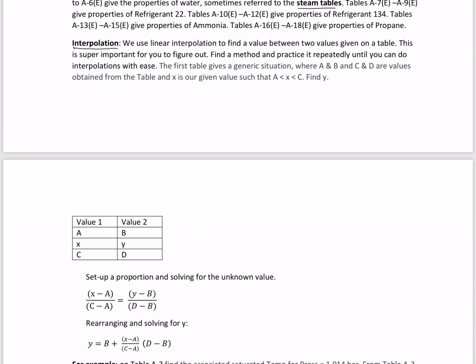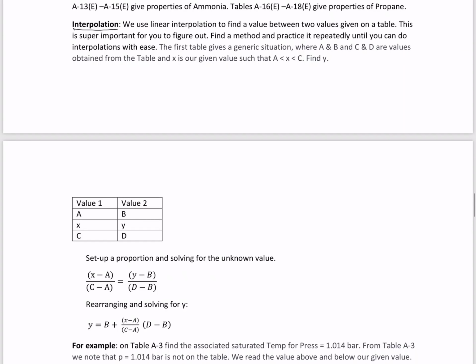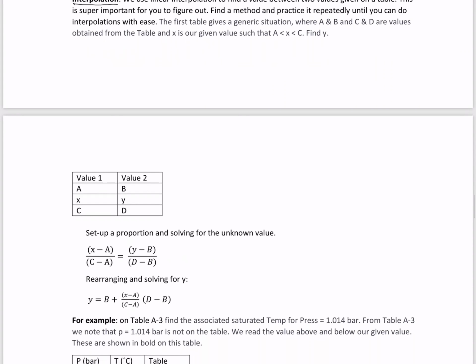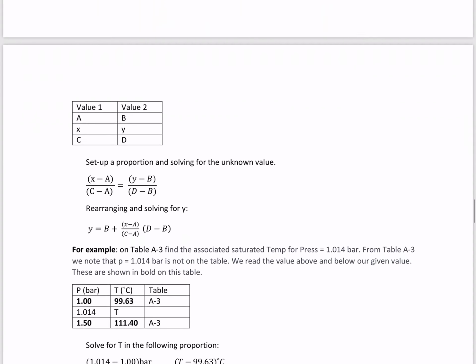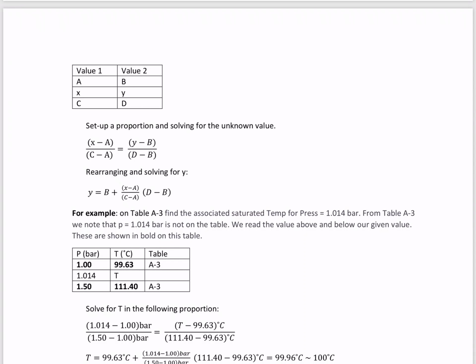And for interpolation, we use linear interpolation in this book. The values are given such that you can use linear interpolation. That just means the relationship between two values on the table is linear. Essentially, all we're doing here is a simple proportion to find out where our value is. I strongly recommend you spend some time figuring this out. Find a method that works for you. Use it, practice repeatedly so that you can do interpolations with ease. This is something that comes up over and over, and you should eventually do it without thinking.